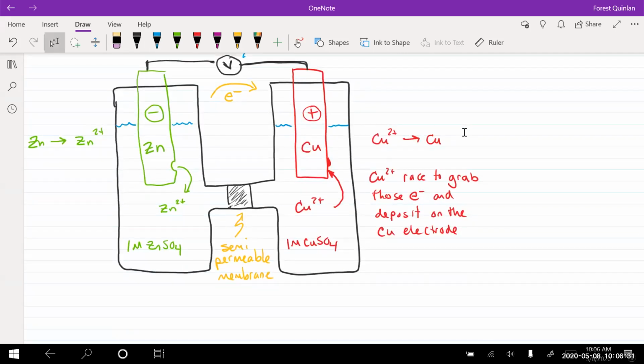All right, so here we go, the zinc dumps electrons, becomes zinc 2 plus, and floats off into solution.